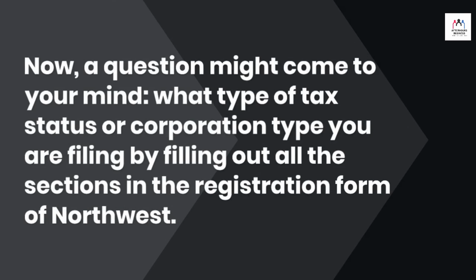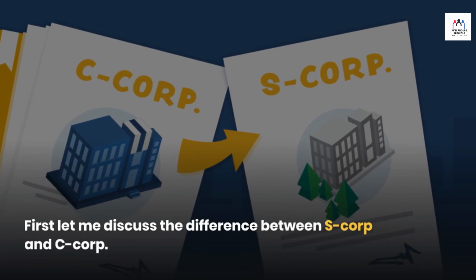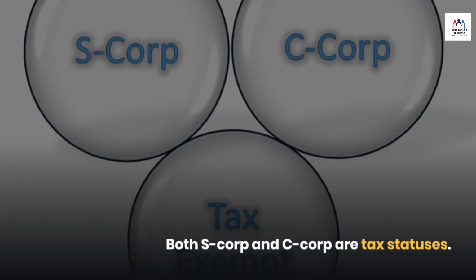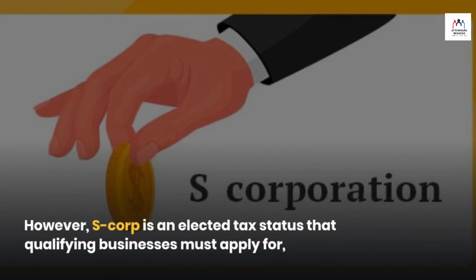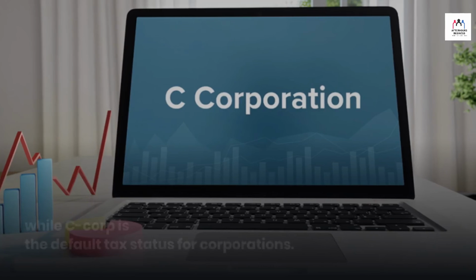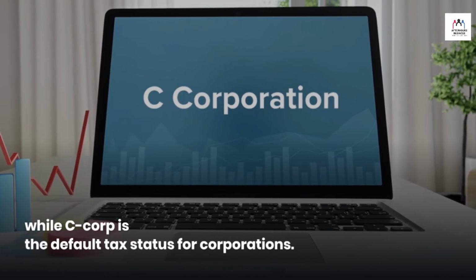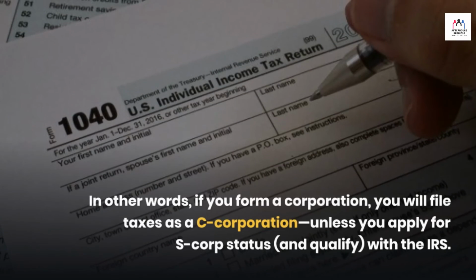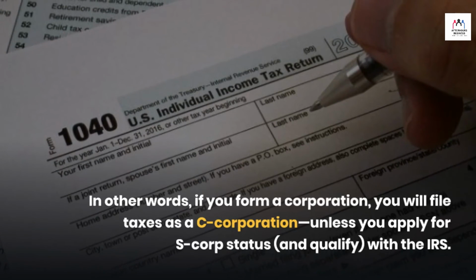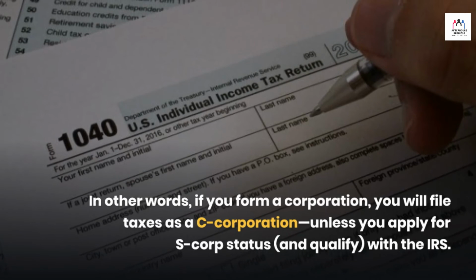Now, a question might come to your mind: what type of tax status or corporation type you are filing by filling out all the sections in the registration form of Northwest. First, let me discuss the difference between S-Corp and C-Corp. Both S-Corp and C-Corp are tax statuses. However, S-Corp is an elected tax status that qualifying businesses must apply for, while C-Corp is the default tax status for corporations. In other words, if you form a corporation, you will file taxes as a C corporation unless you apply for S-Corp status and qualify with the IRS.